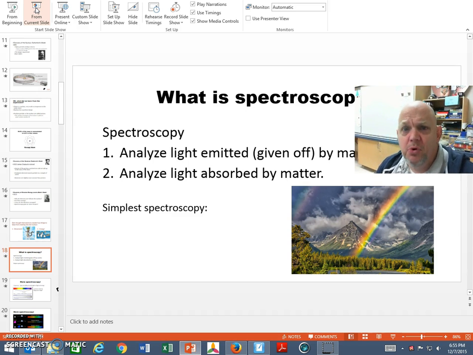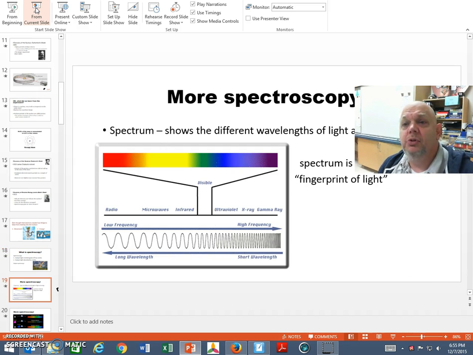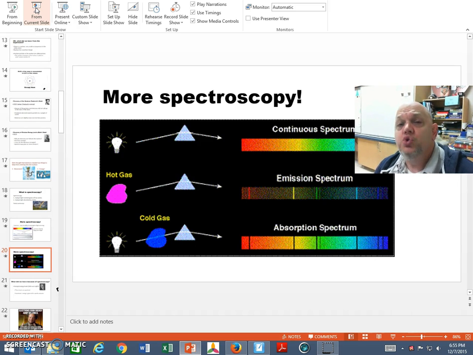Electrons need energy and movement. Electrons go in places in different levels. They have different levels. We looked at spectroscopy. You should know what a spectrum is and the fingerprint of light. You should know the difference between a continuous spectrum, an emission spectrum, and an absorption spectrum. I'm going to emphasize more on the continuous and the emission.